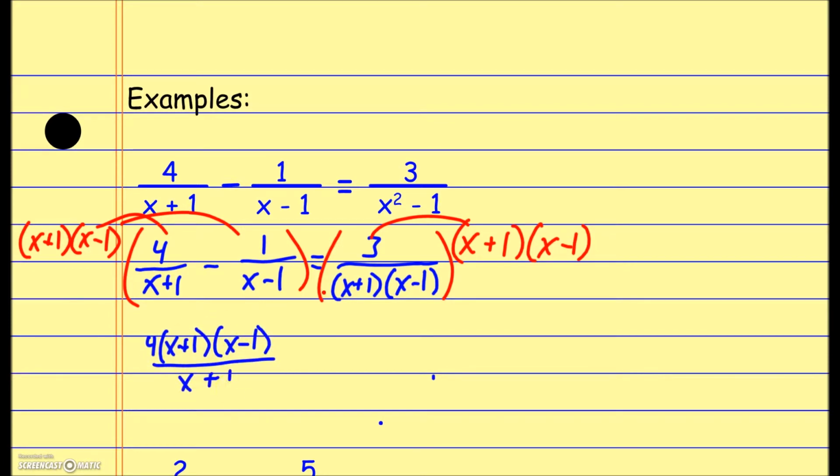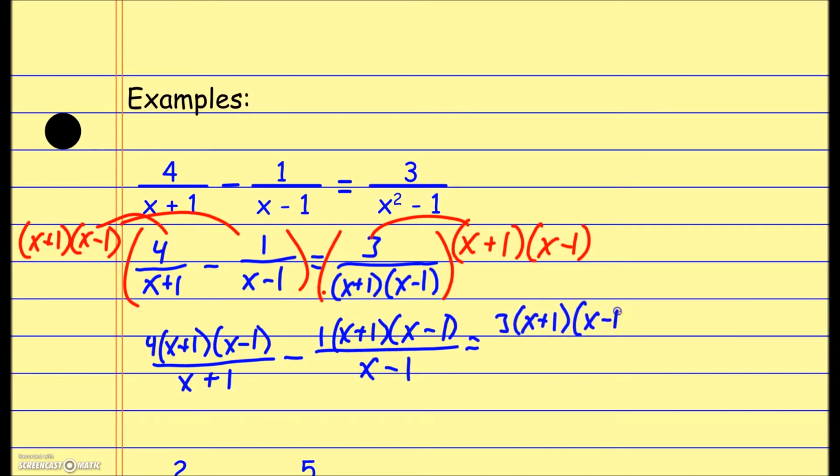Over x plus 1 minus, over here I end up with 1 times x plus 1, x minus 1. I'm just writing all these out because this generally feels a little simpler for students when they write out each of these fractions. And then the last fraction over here is going to be 3 times the x plus 1, x minus 1 all over the x plus 1, x minus 1. All right, so now I just start canceling numerators and denominators.